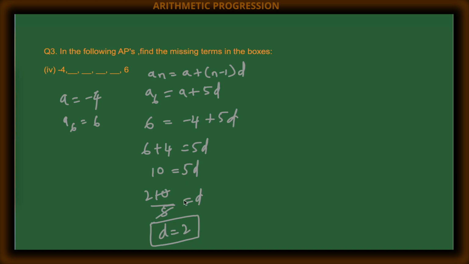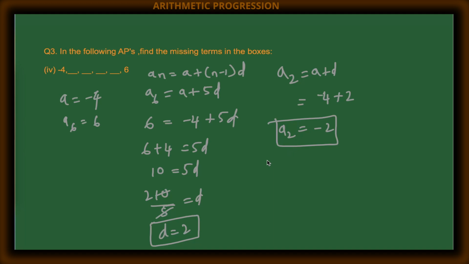With this we got the difference 2. Okay, so once we found it, we can find any terms. So A2 we want to find. A2 is equal to A plus D. What is A? A is minus 4 plus D is 2, which is minus 2. A2.